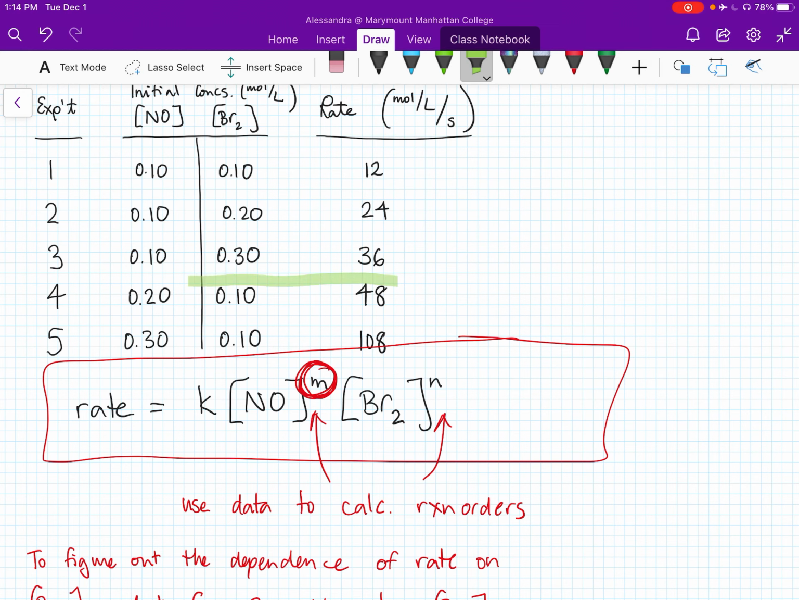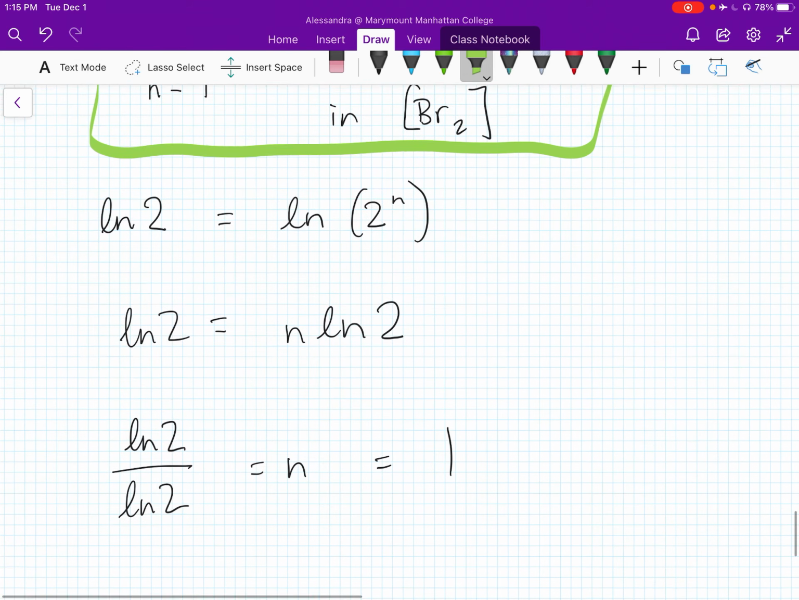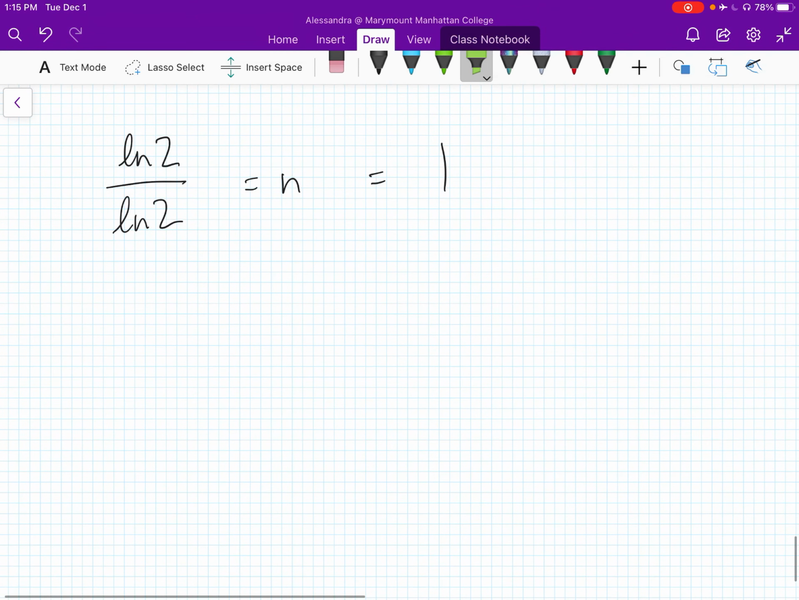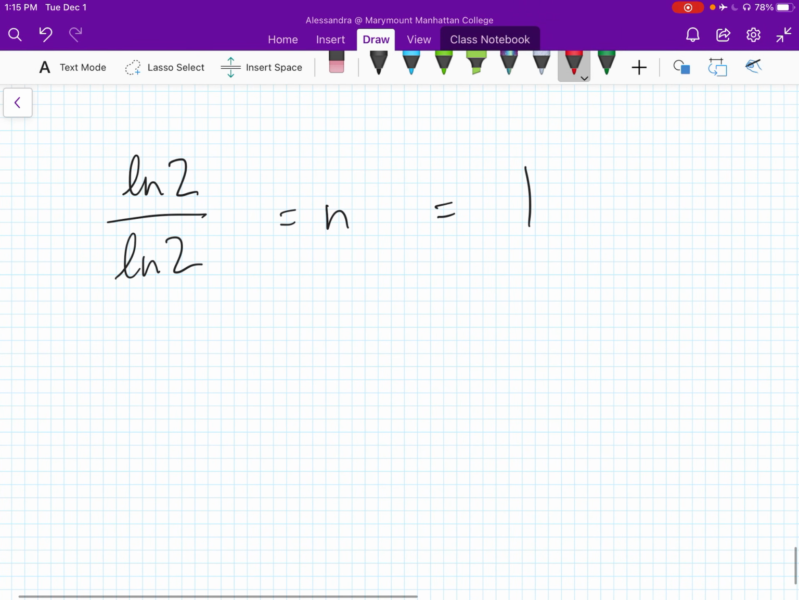So it looks to me like experiments 4 and 5 are going to do the trick there. For experiments 4 and 5, I have the rates, and I have bromine being held constant while the NO concentration is changing. So I can do the same kind of setup. Once again, I want to emphasize that I'm doing this to solve for the reaction order of NO, which I called m.